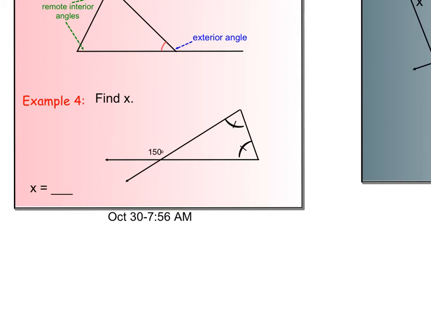Okay, so let me talk about this for just a minute. Let's call this angle A, angle B, call this angle C, and we'll call this angle D. So I think we can agree that the measure of angle A plus the measure of angle B plus the measure of angle C is equal to 180. And I think we can all agree that the measure of angle D plus the measure of angle C is equal to 180.